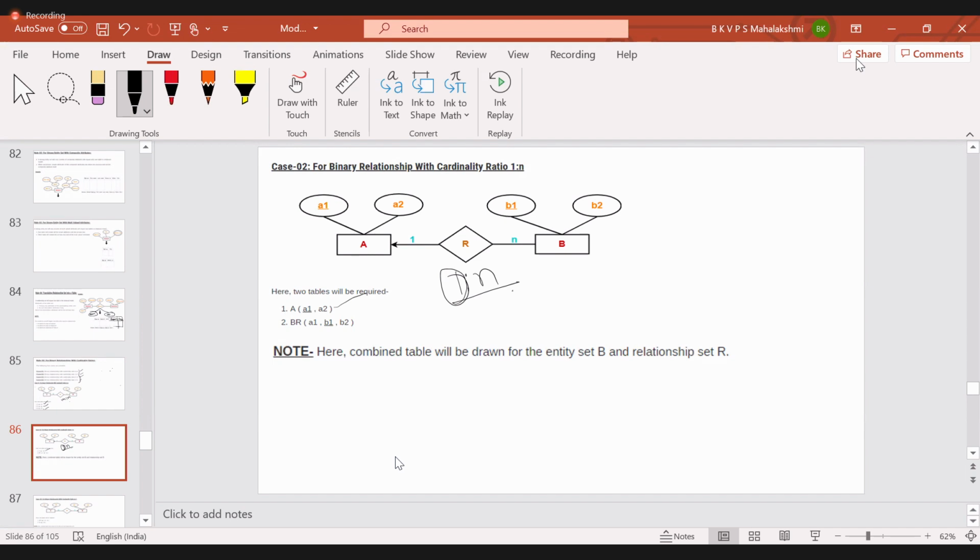combine the second entity's table and the relationship set table into one. So no need to take two tables here. Just take BR directly and include B1, B2 and A1. Understand? This rule will be applicable whenever you have specified the cardinality 1:n.